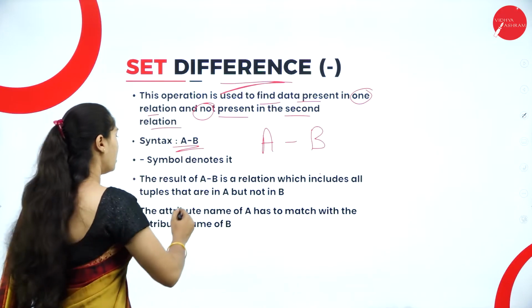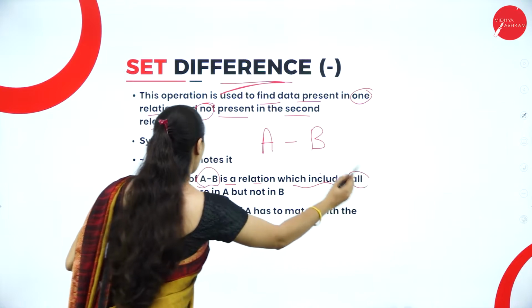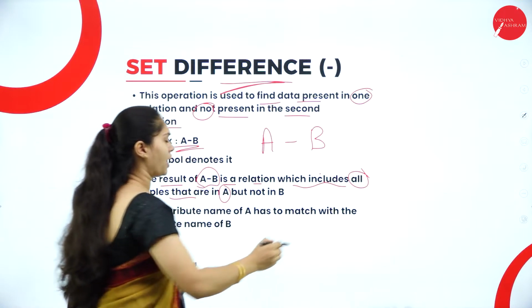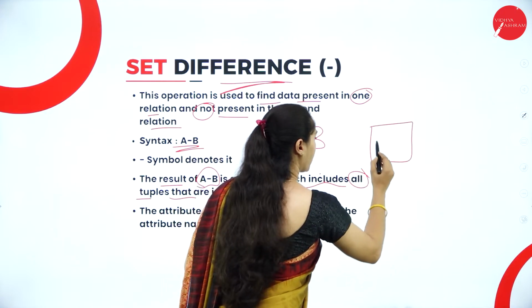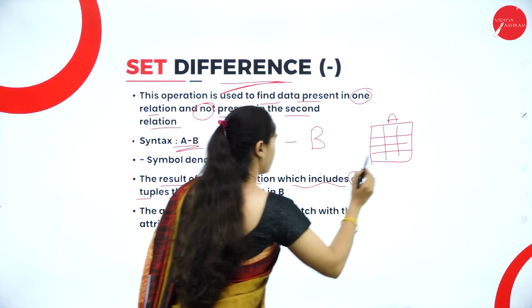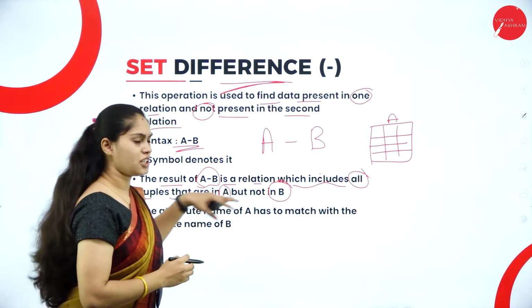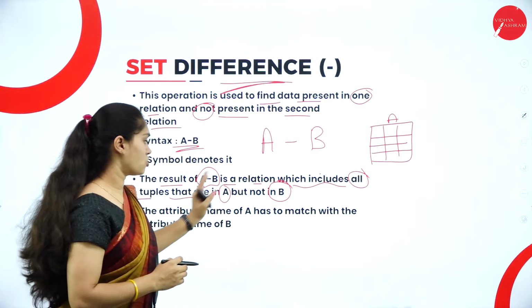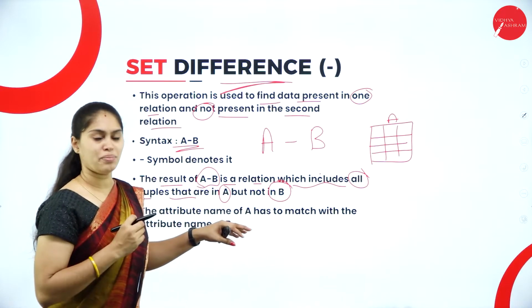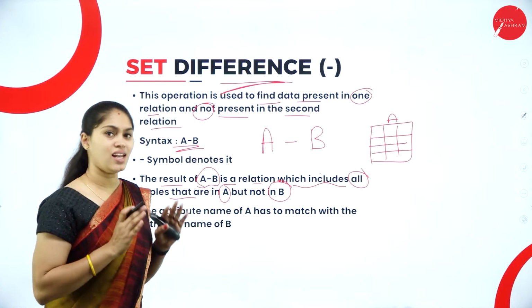You can see here the result of A minus B is a relation which includes all the tuples that are in A. So we are going to take all the tuples or records from the A relation, but not in B. So we'll take all the tuples from A, but they should not be in B. That kind of tuples will be selected when we are performing this relational difference.